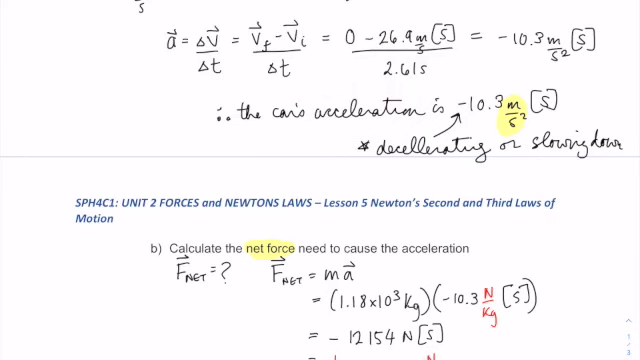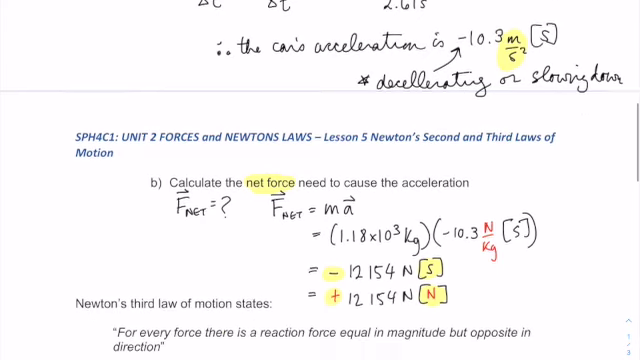Now, a force that has a negative sign can be rewritten if we change the sign and change the direction. So that means that in order to get this car to slow down, we need to apply a force of 12,154 newtons in the north direction. Negative 12,154 is equal to positive 12,154 newtons north. So negative south and positive north are equivalent.